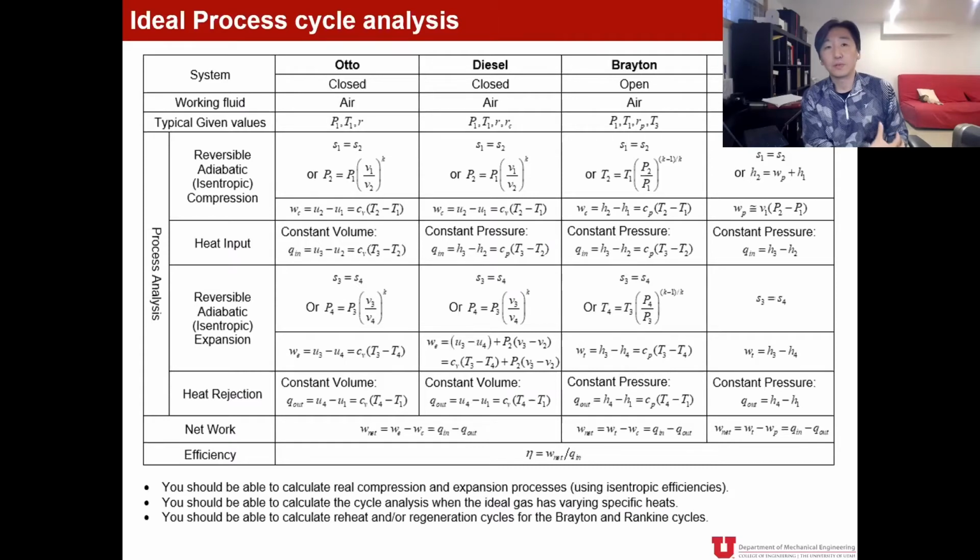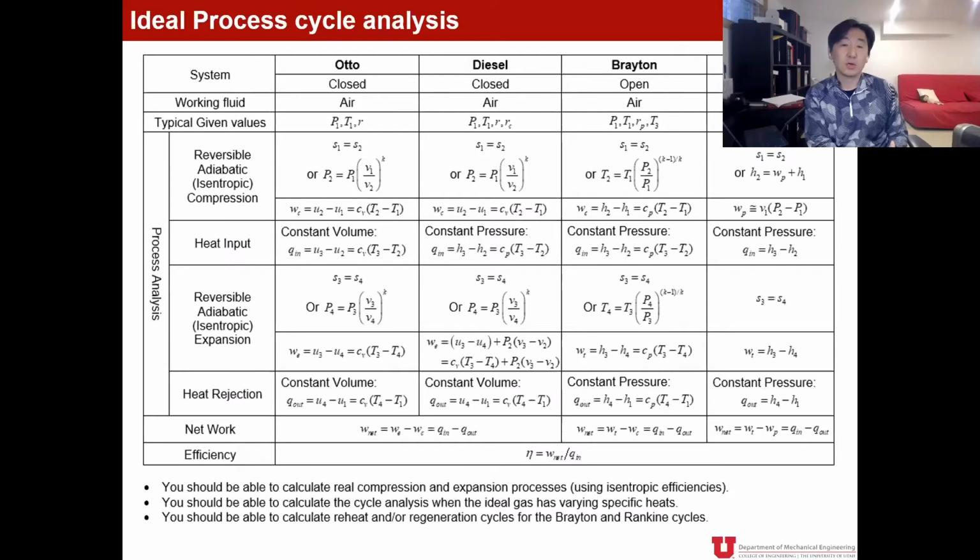And that table is a really nice summary of how we can do this process analysis for each process and how we can get the performance analysis done. Like how can we calculate the compression work, how can we calculate the expansion work, how can you calculate the net work, and also how can you calculate the efficiency. Even though you see only the ideal process results equations in this table, you should also know how to do the isentropic efficiency analysis when you have to think about irreversibilities during the compression and expansion processes.